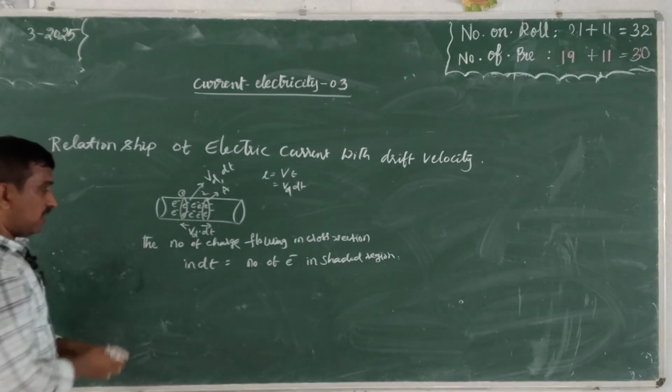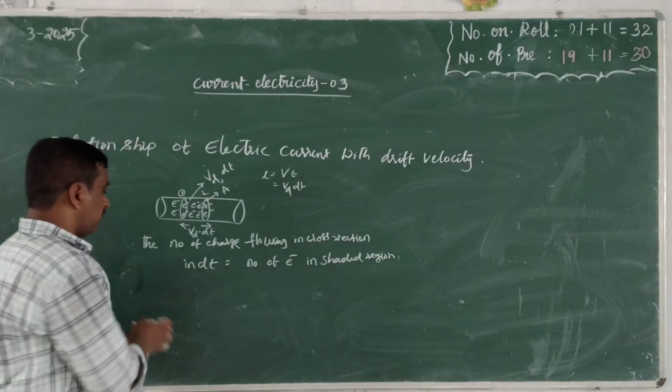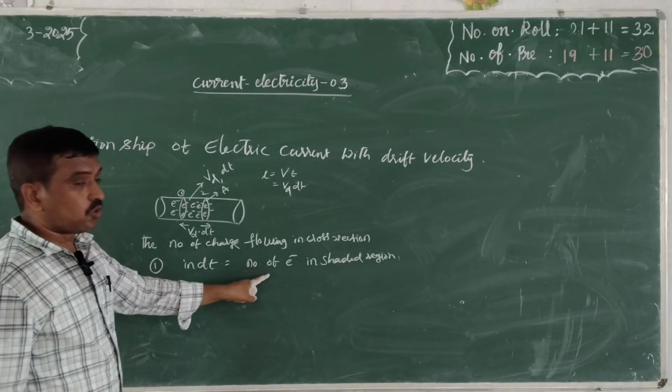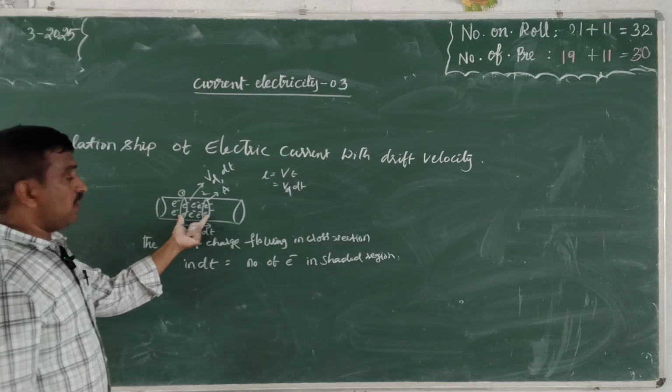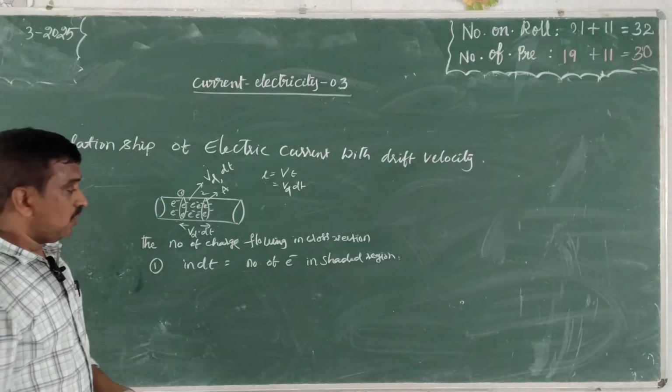So that's why we can write here: the number of charges flowing through cross section 1 in dt time equals the number of electrons in the shaded region. In the shaded region, how many electrons are there? That will pass through region 1 in dt time. So we can write that here.